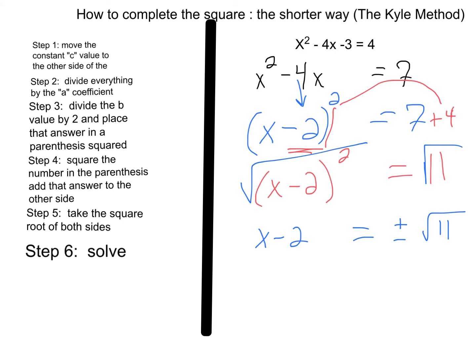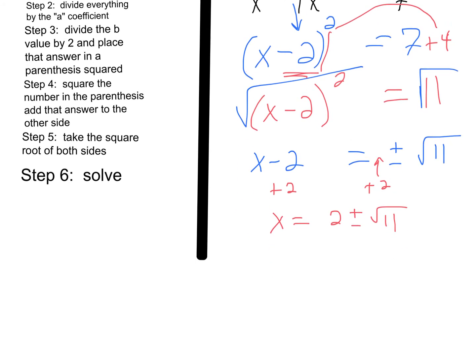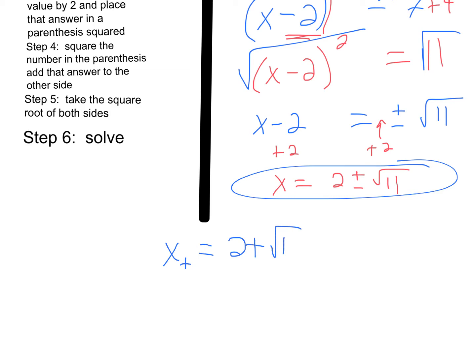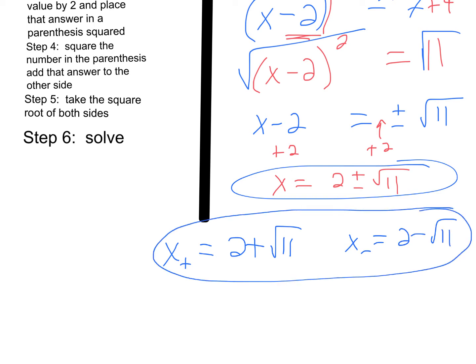Now we'll finish solving this thing out, so we'll add the 2. So x equals 2 plus or minus radical 11. I need a little bit more room. And again, just like we did before, if your teacher lets you leave it like that, then that's fine. If you have to do the 2 solution sets, so the x positive says we do 2 plus radical 11. And then you have x negative, which is 2 minus radical 11. You could use that as well. So again, a little bit faster, a little bit nicer.